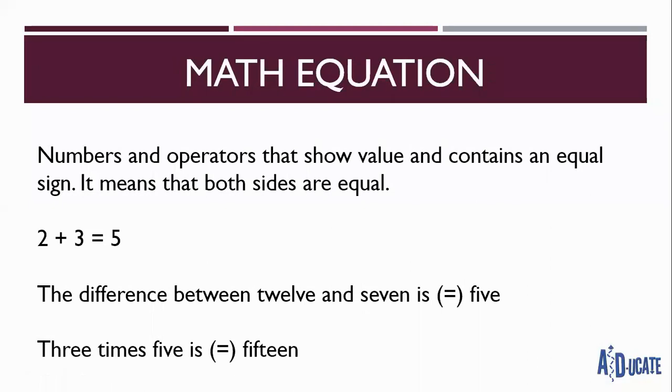Next, we have a math equation. Numbers and operators that show value and contains an equal sign. It means that both sides are equal, like 2 plus 3 equals 5. The difference between 12 and 7 is 5, or 3 times 5 is 15.